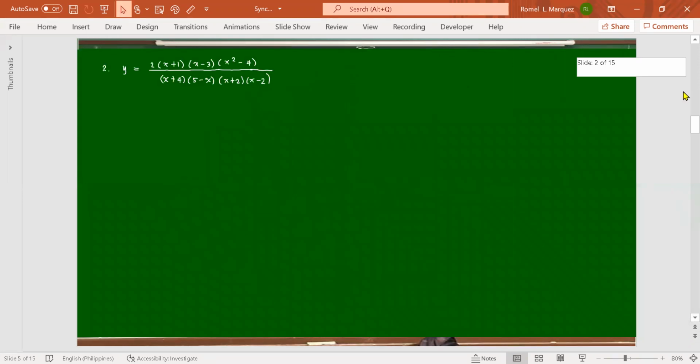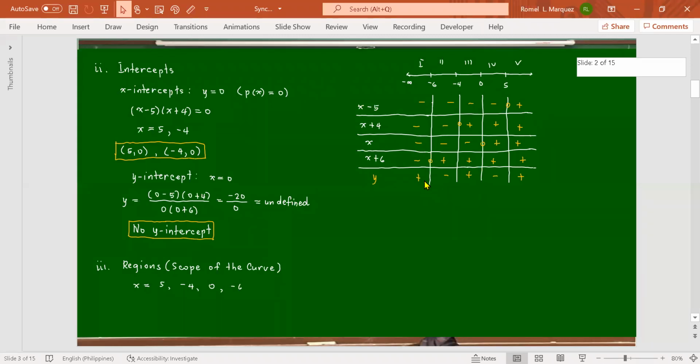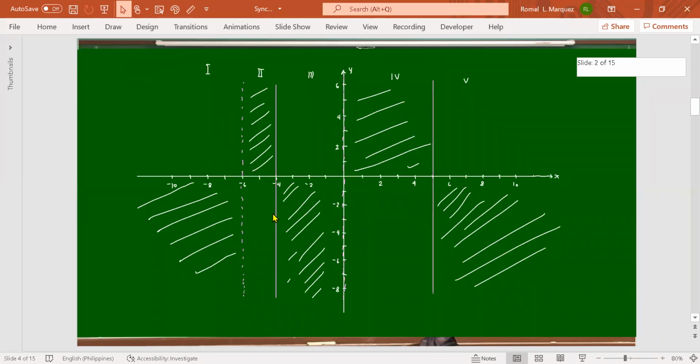The signs are where the graph is, so I did not cross them out. Positive, negative, positive, negative, positive. So the graph is here. When you say positive, above; negative, below. Okay now?